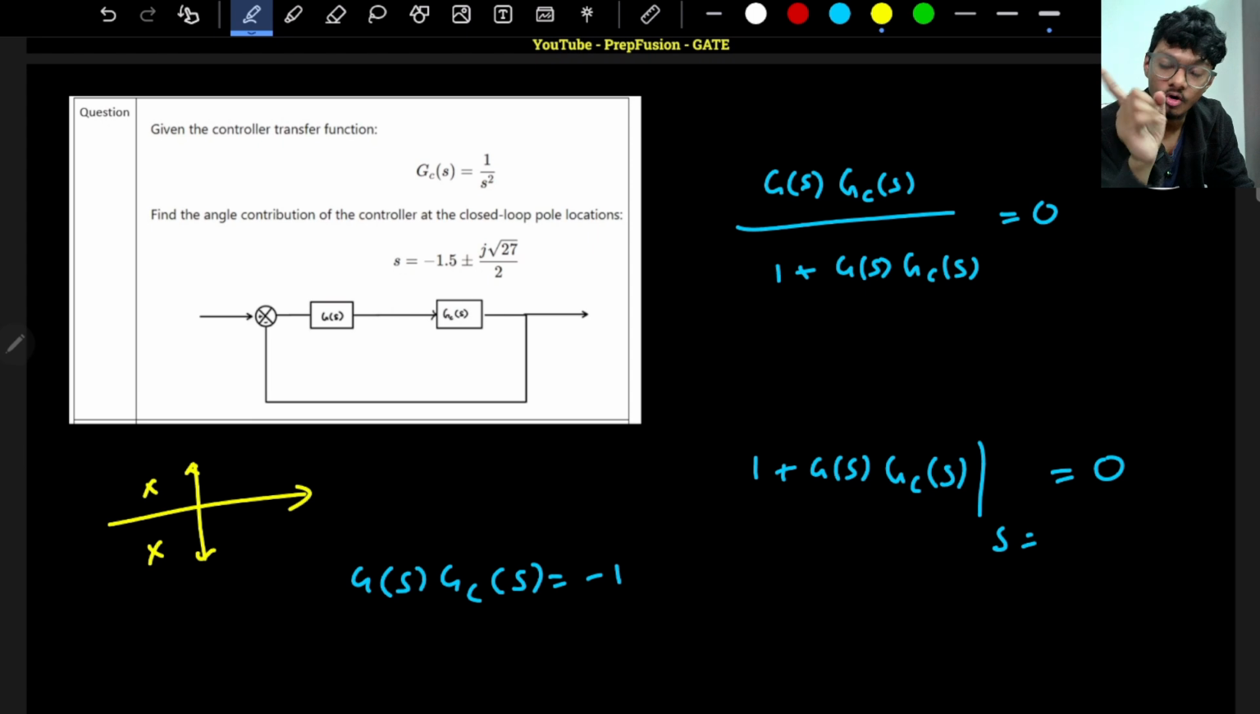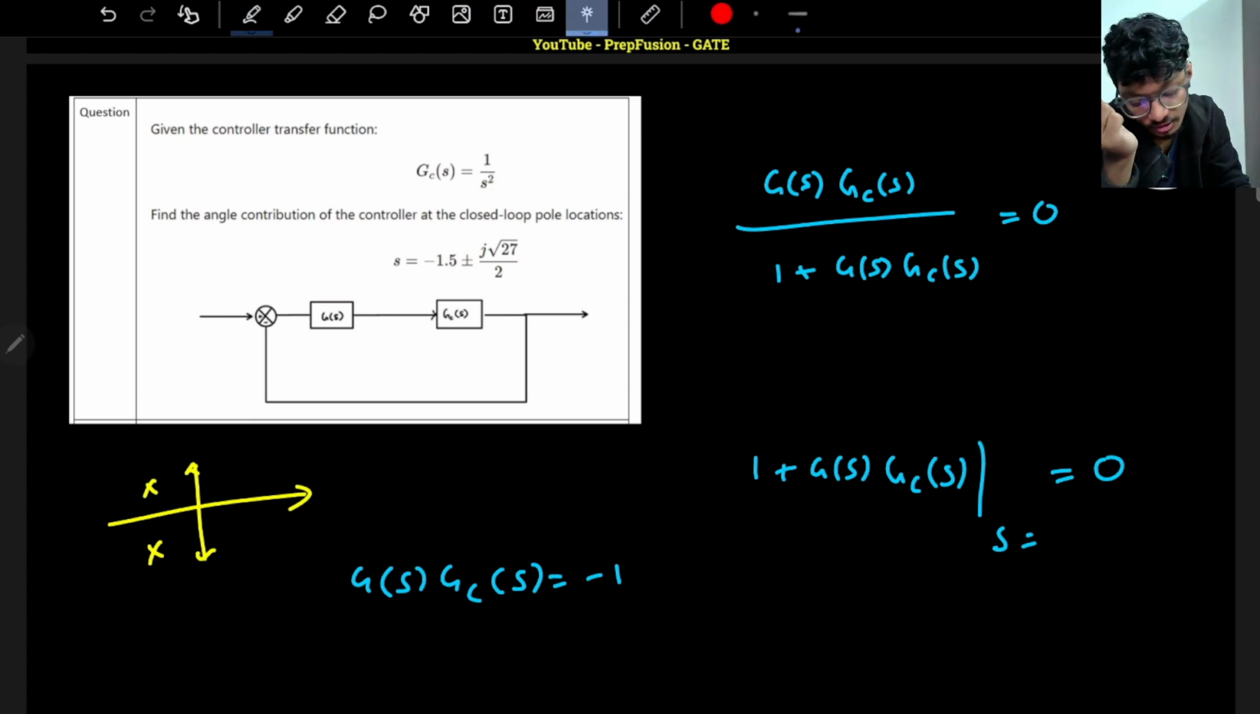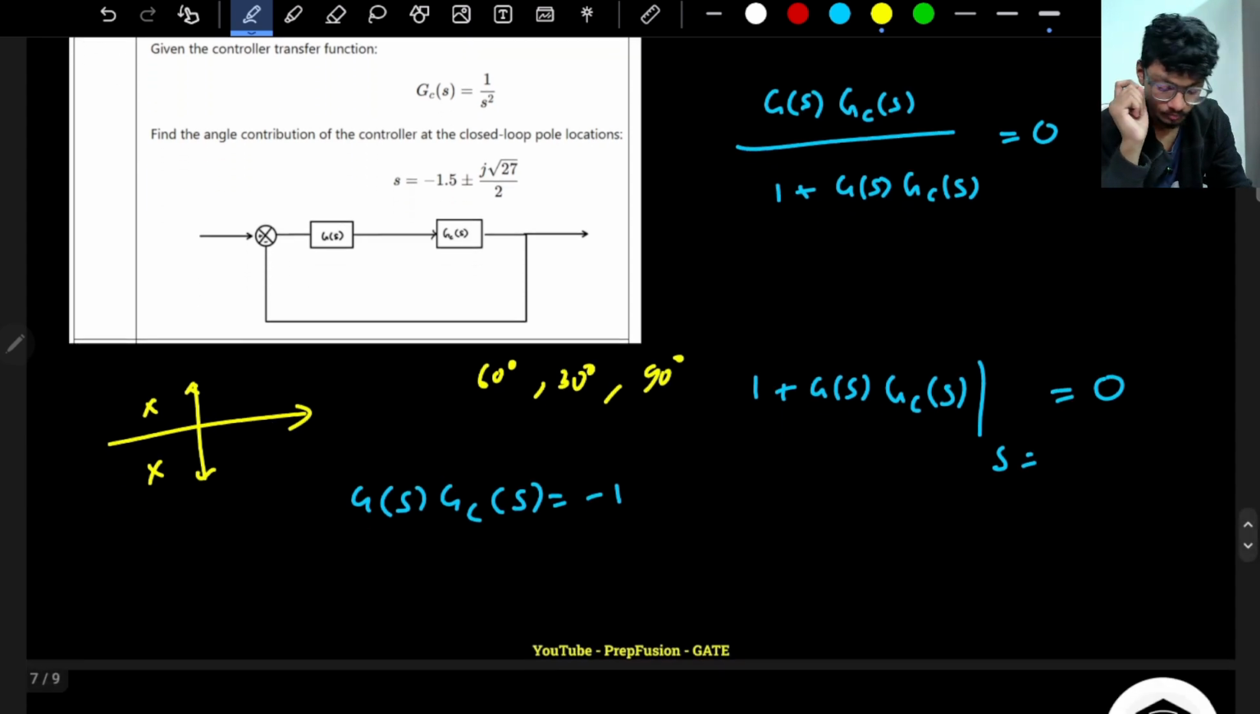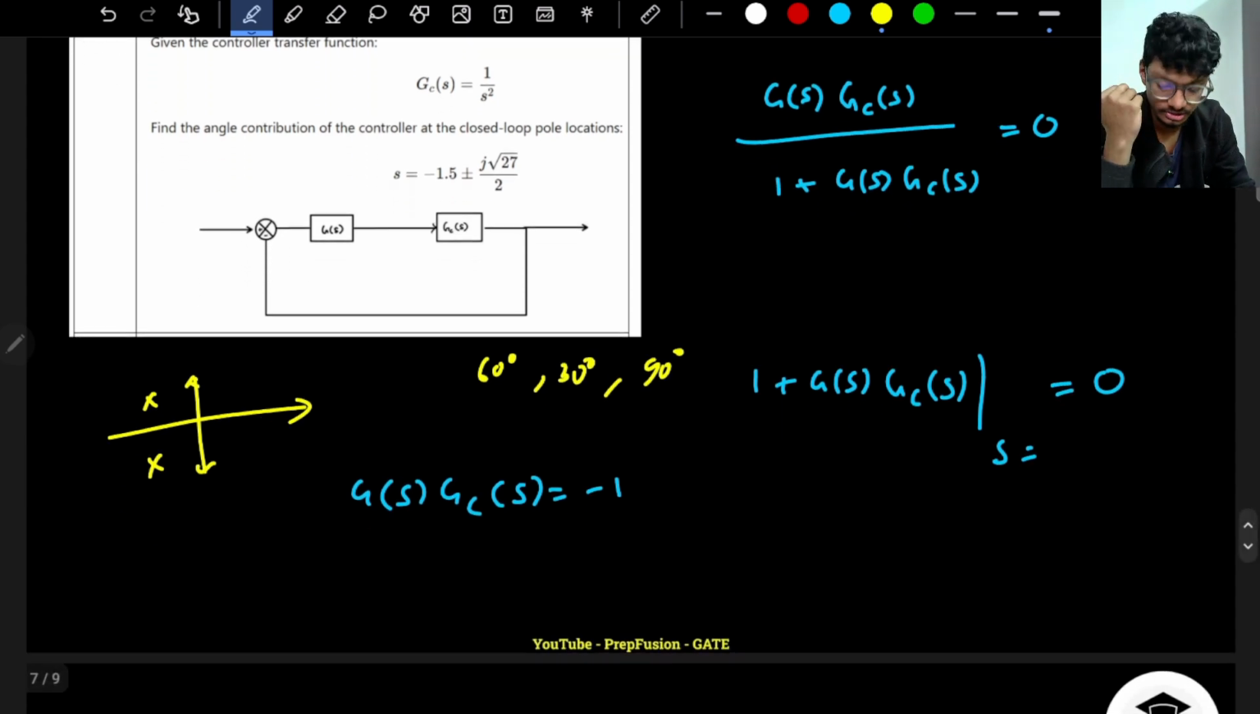So the angle of these two poles will be different, hence the angle contribution also will be different. But in the questions, what I remember, the options were something like 60 degrees, 30 degrees, or 90 degrees. So the angle contribution will come out to be different. I will just show you how.